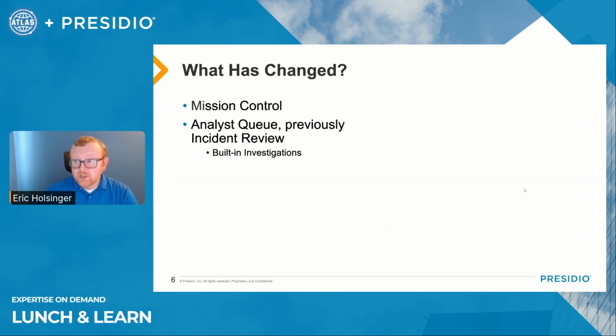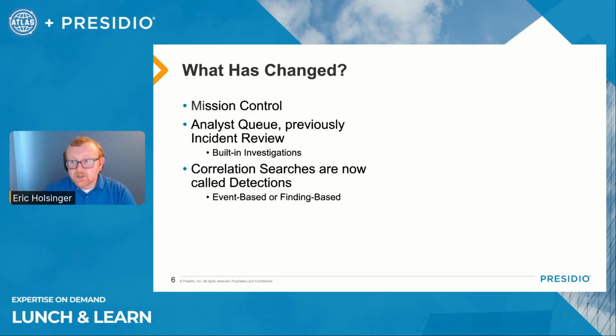So what has changed? Mission control. That is what the analyst queue was previously called, excuse me. Mission control and analyst queue are kind of one and the same. They're on the same page, and that is kind of your main beating heart of ES. It's where what used to be known as incident review was. So if you've worked with ES7 or below, you know incident review is where the results of what used to be called correlation searches would come in. You would be able to start triaging events from there. It is now called analyst queue, and it is located inside of mission control.